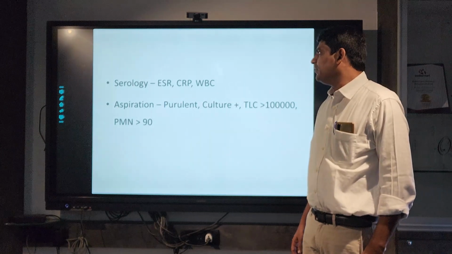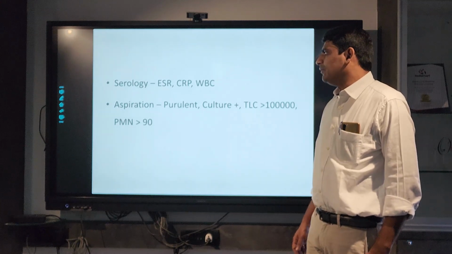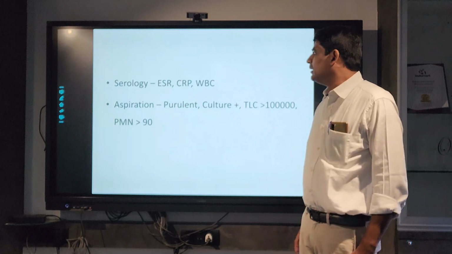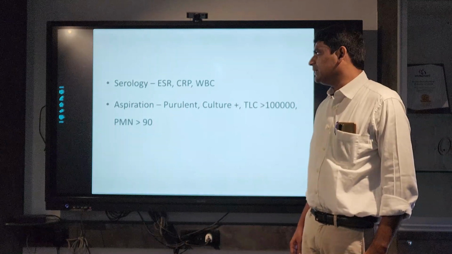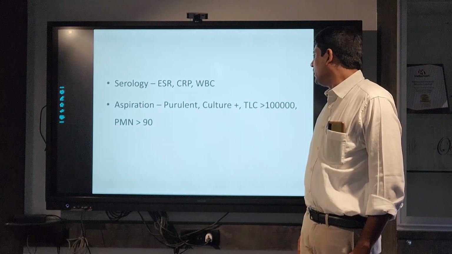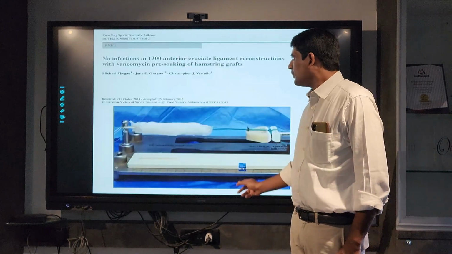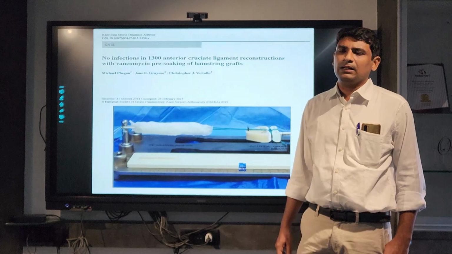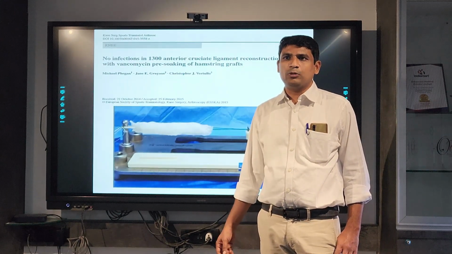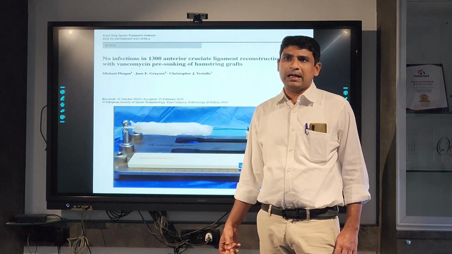When we are suspecting an infection, we always look for the total count, ESR, and CRP. When in doubt, or when we are not sure whether it is an infection or some other cause, we always aspirate and send it for cytology. If the polymorphs are more than 90%, or if it's purulent or culture positive, we proceed with an arthroscopic debridement. In most cases, just with an arthroscopic washout, we will be able to tide over the infection. We don't always remove the graft immediately.